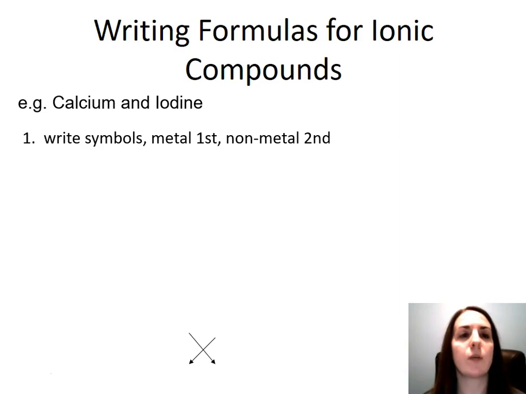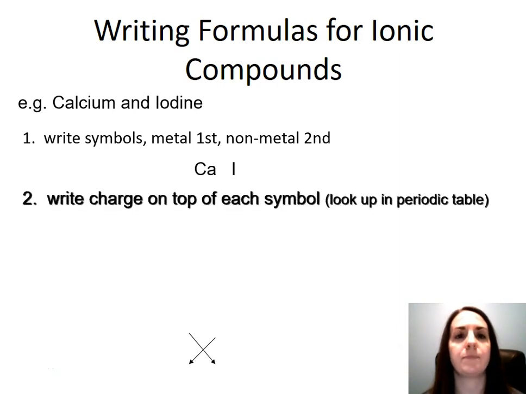So the first thing we're going to do is look up the element symbols on the periodic table. We always put the metal first and the nonmetal second. So here we have calcium is Ca and iodine is I.